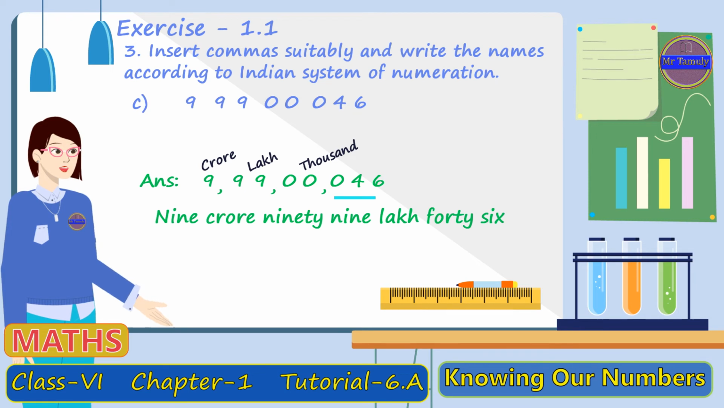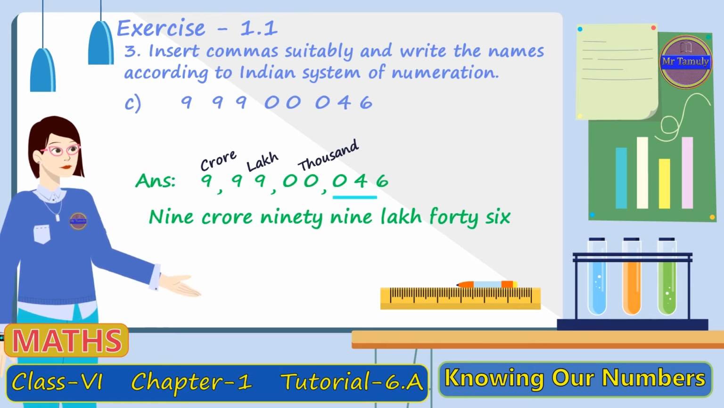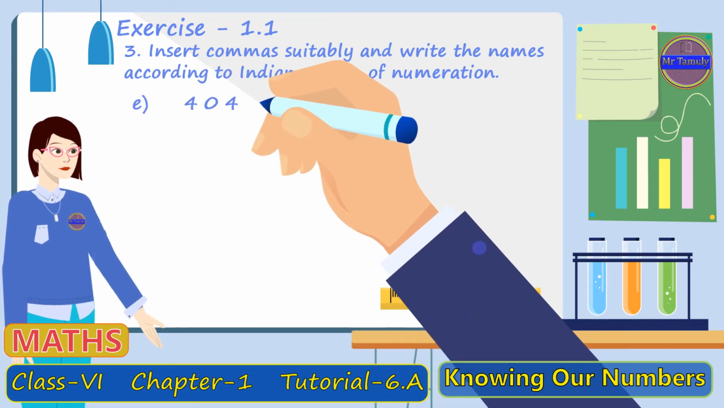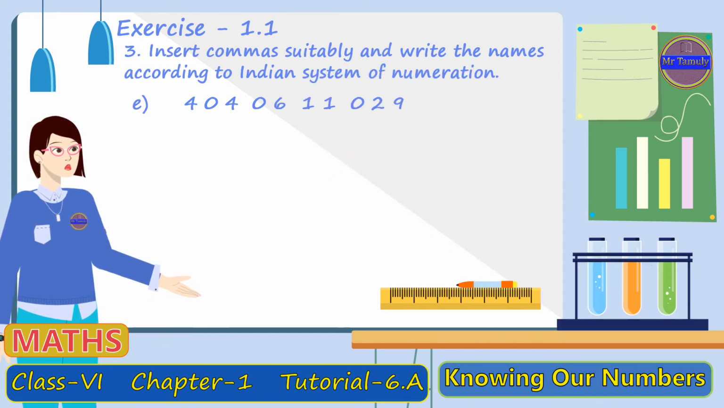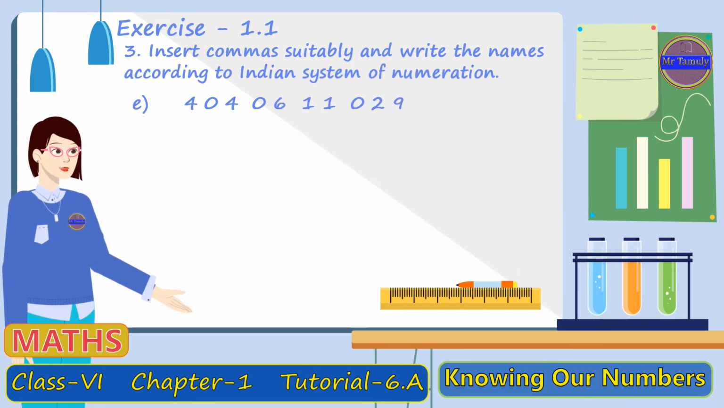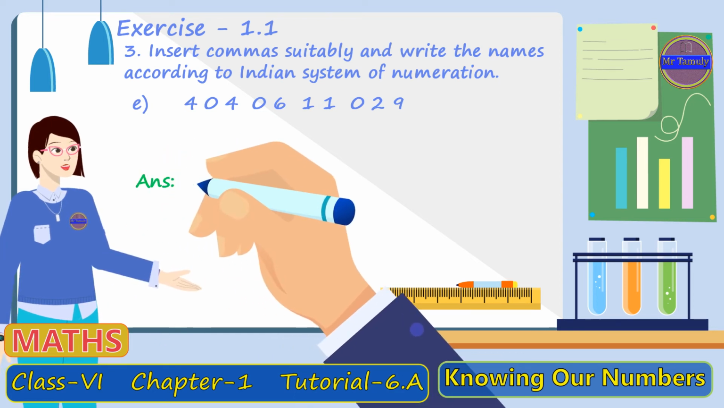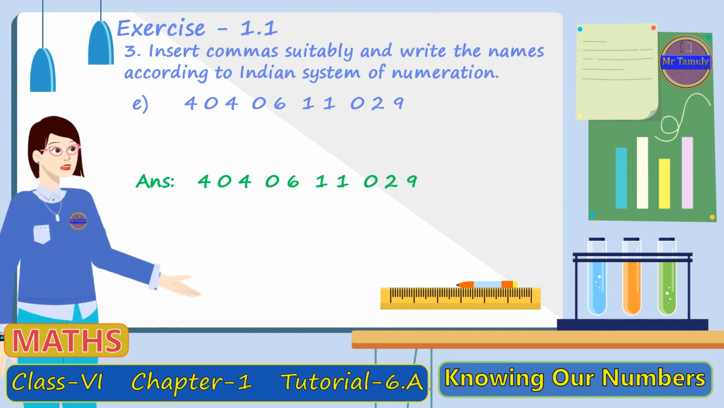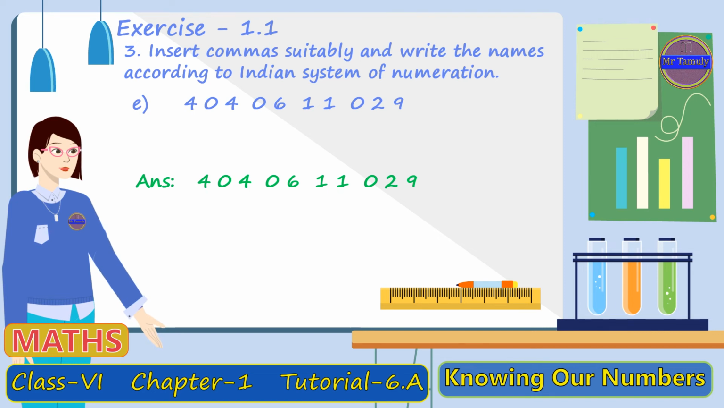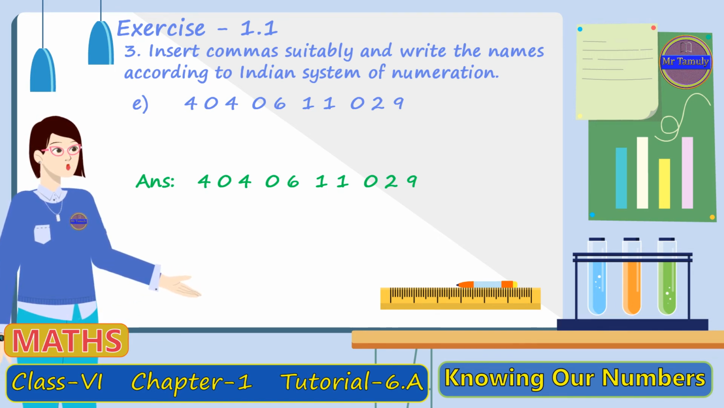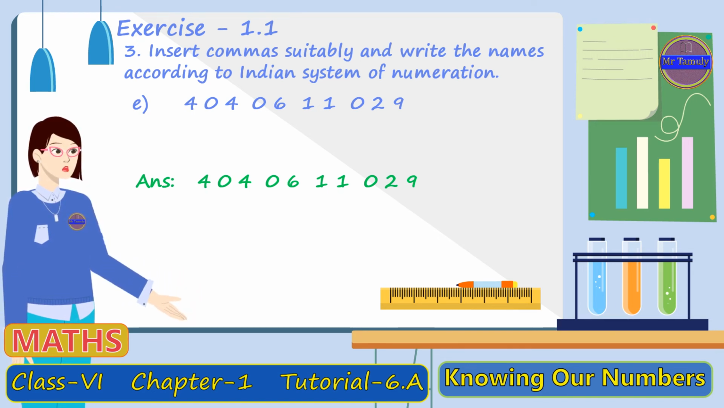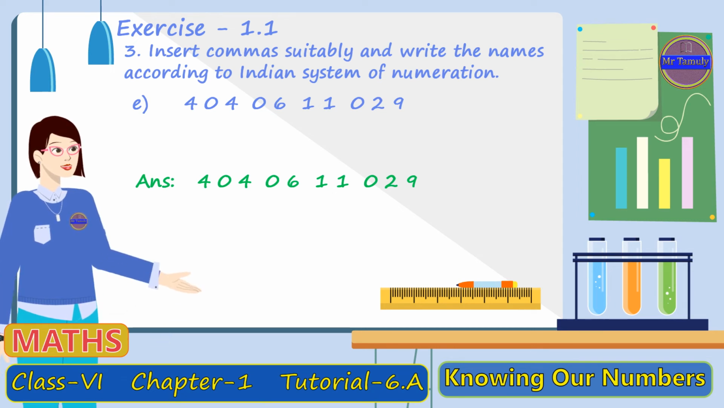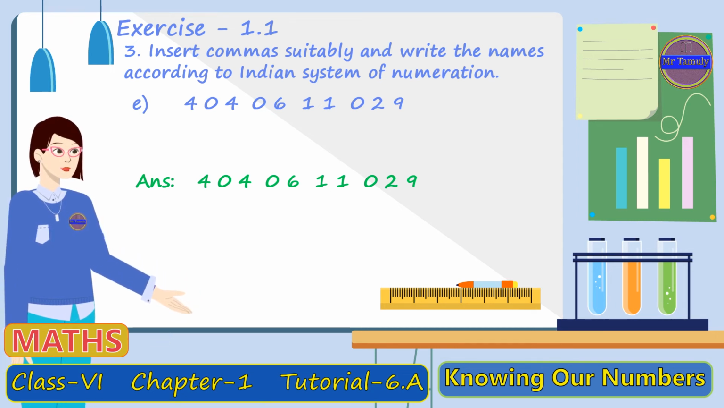Let us now take one more number, which is 40406111029. The first step of the answer is to write the given number itself. Make sure to leave sufficient gaps between digits for placing of commas. The next step is to place the commas in appropriate positions as per the Indian format. As you now know, the first comma is to be placed after the third digit from the right.